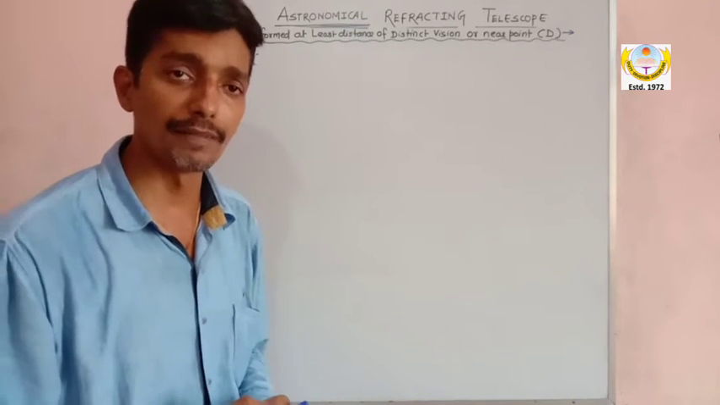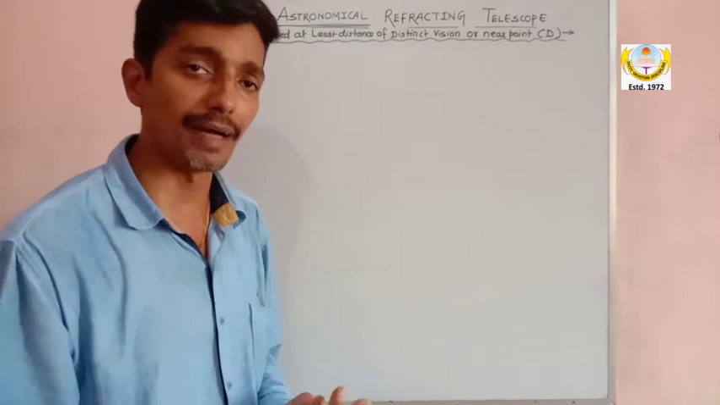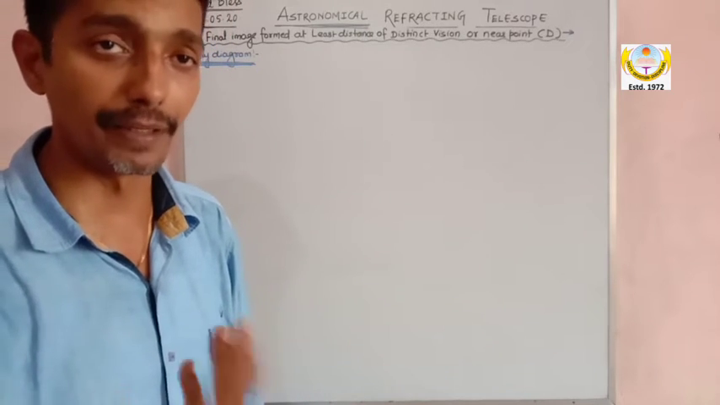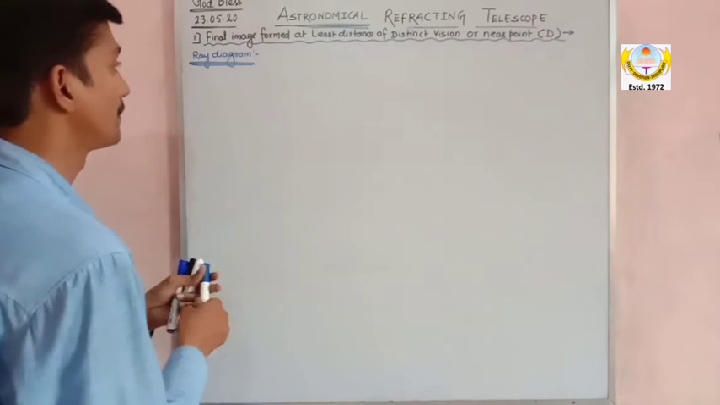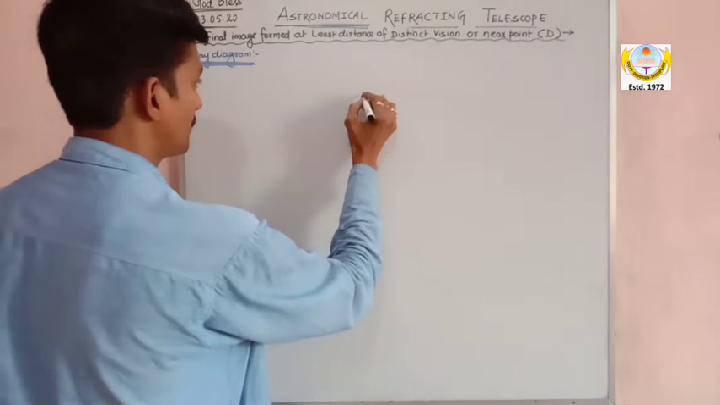Take care, this is a distinction between a compound microscope and a telescope also. The focal length of the objective lens in a compound microscope is smaller than the focal length of the eyepiece. Whereas in a telescope, the focal length of the objective is greater than the focal length of the eyepiece. So let's start with the diagram here, my dear. Say I have drawn the objective lens.